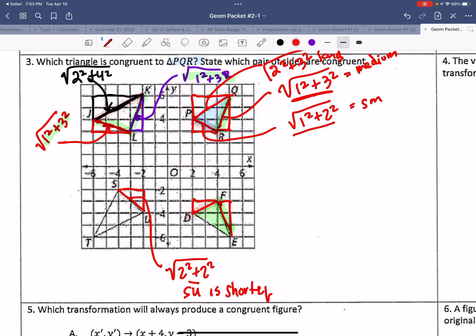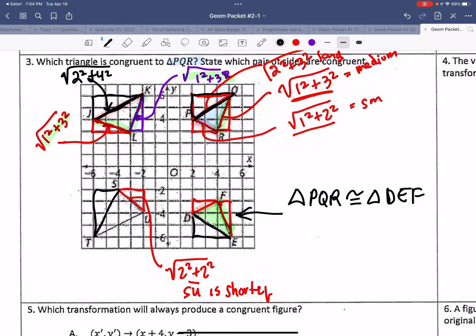And then let's check this other side, a 2 and a 3. So a 2 and a 3 forms that hypotenuse. So it definitely looks like triangle PQR. So PQR, I go across the long side and the medium, is congruent to the long side and the median, DEF. Okay. So who else?